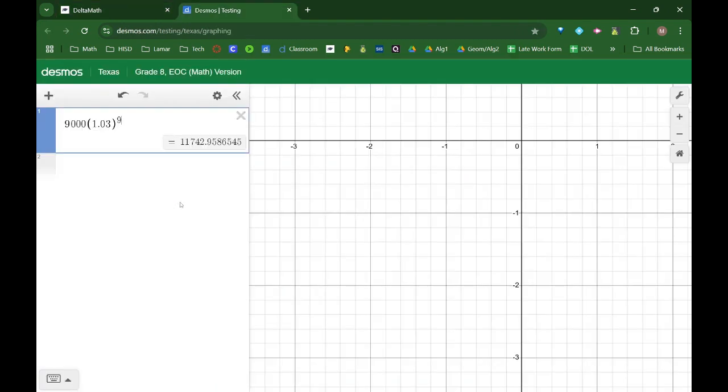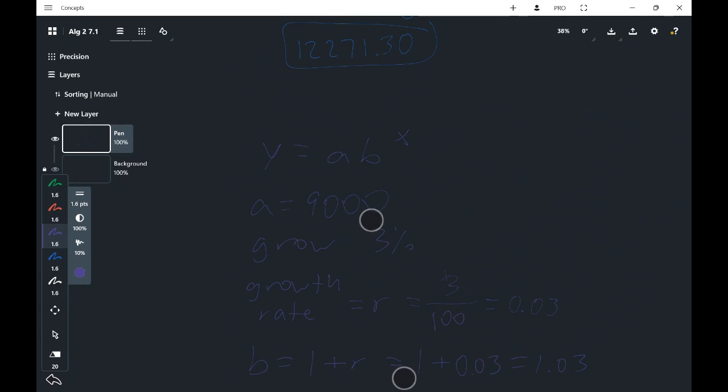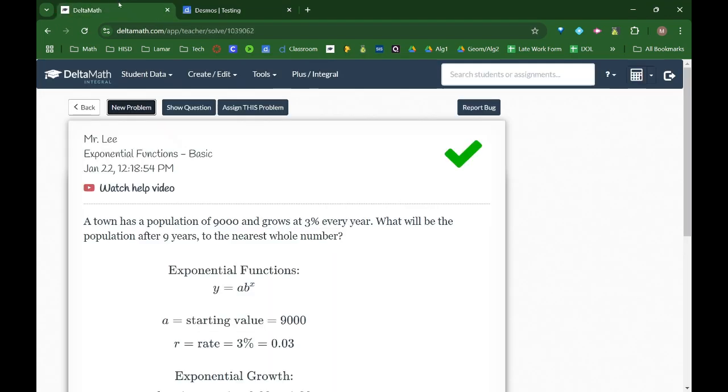Now, I want to address a pattern that you might have noticed here. When we had a percent, we calculate the rate. Oh, sorry. The rate was the percent divided by 100, right? And when we had growth, our b value was 1 plus the rate. And when we had decay, our b value was instead 1 minus the rate. So that's the general pattern we use here in these problems.